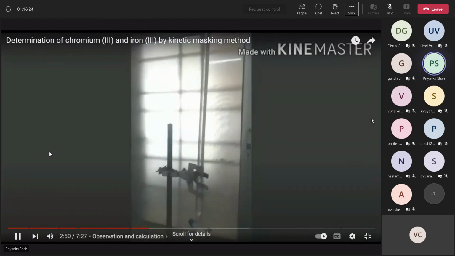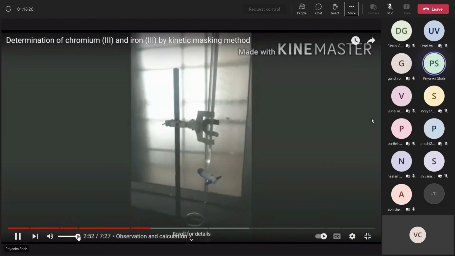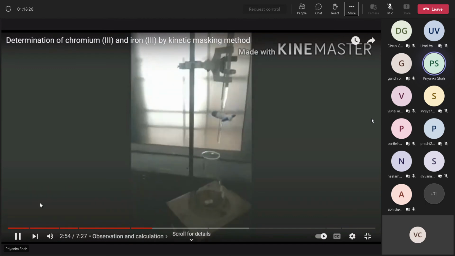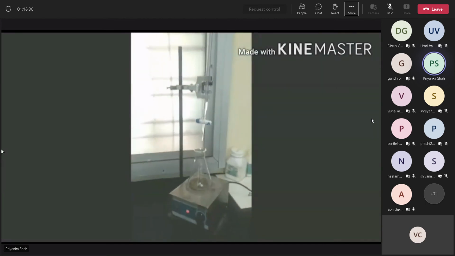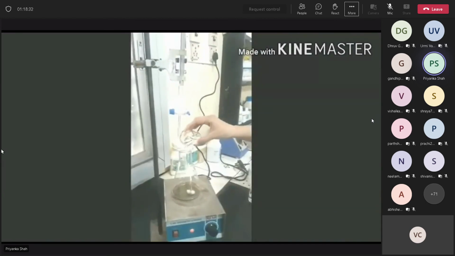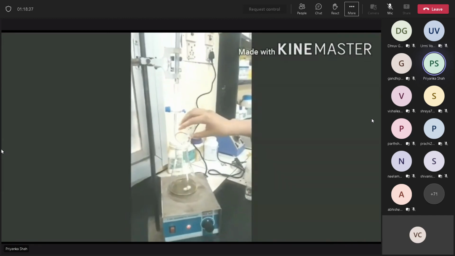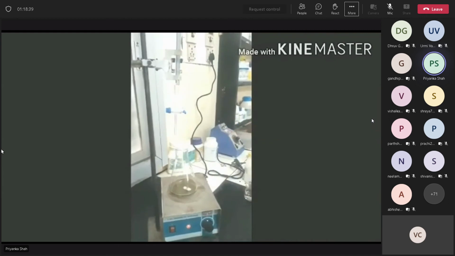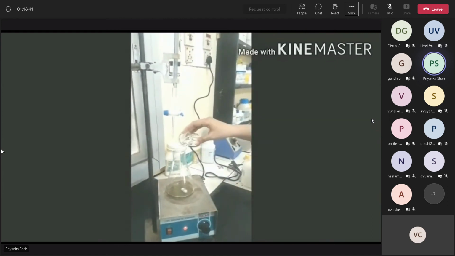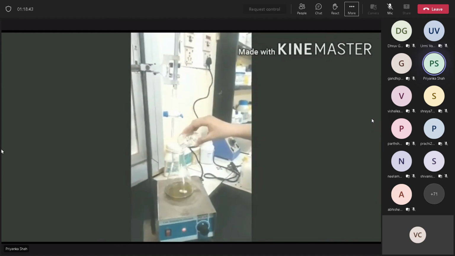For the estimation of iron, take the standard lead nitrate solution in the burette and pipette out 10 ml of the metal mixture in a conical flask. Place it on a magnetic stirrer. Dilute this solution with 20 ml of water and to this add 20 ml of EDTA solution.